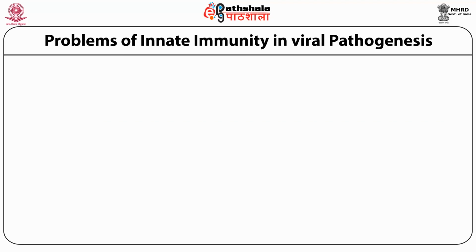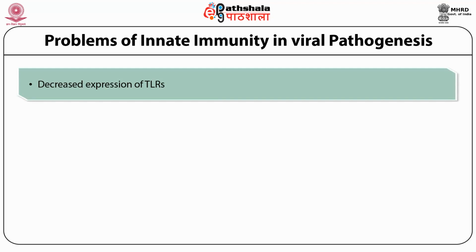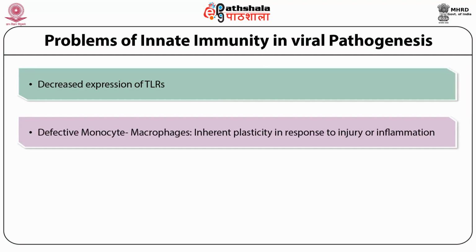Problems of innate immunity in viral pathogenesis. There is decreased expression of TLRs on viral infection. There could be defective monocyte macrophages, as I already told you, with inherent plasticity in response to injury or viral infection leading to inflammation. This ratio changes, and how much it changes depends upon the capacity of the virus and the deteriorated pathogenesis.